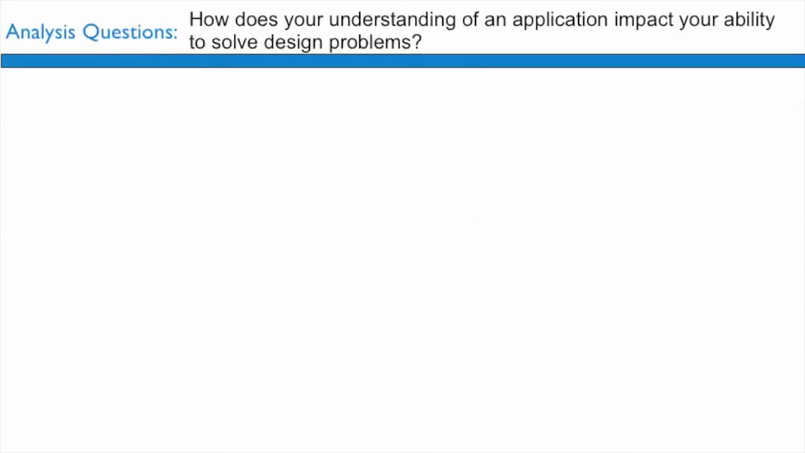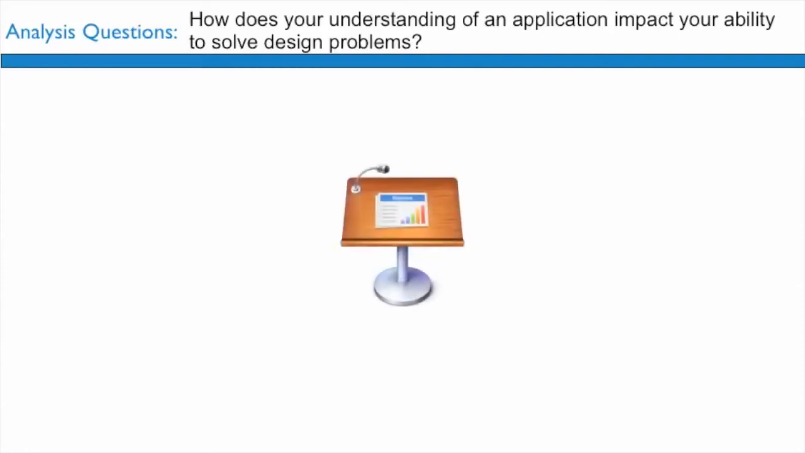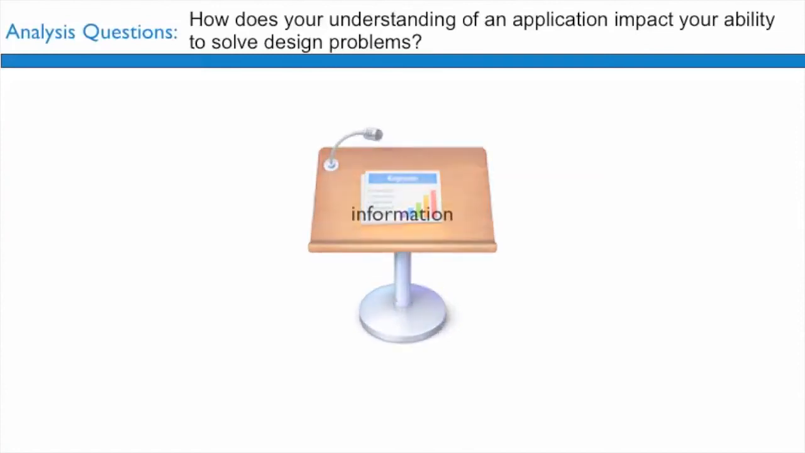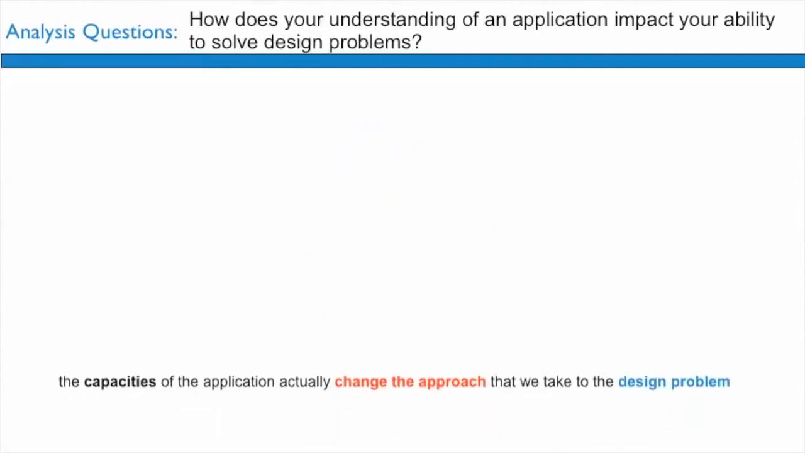So let's take a look at a specific example. Keynote is a great application for making presentations, and it has a complex system of animations. However, if you've never used the animations, you wouldn't necessarily know that they were there or what they can do for you. But once you are able to use the animations and recognize them, you can look at different ways to structure information, just as that animation that I did there, which was a little bit rushed. I should have edited that. Sorry. So when we look at this, what essentially has occurred is that the capacities of the application actually change the approach we take to the design problem.